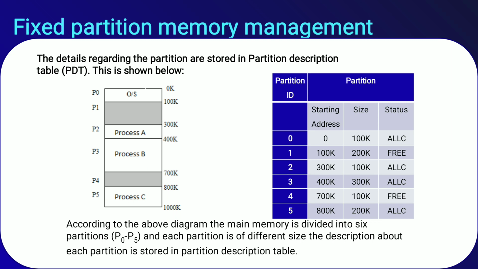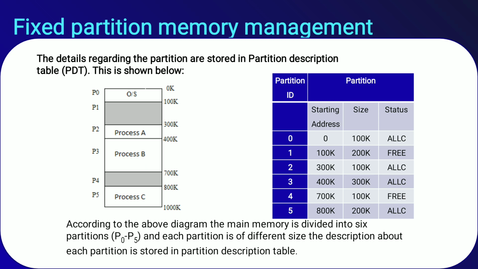In this picture, the size of the space occupied by the OS is 100K. The starting address of partition 0 is 0, and everything should be managed by the partition description table. Partition 1 has starting address 100K. The size of the partition is 2K, and it is not allocated. The status is represented as free.